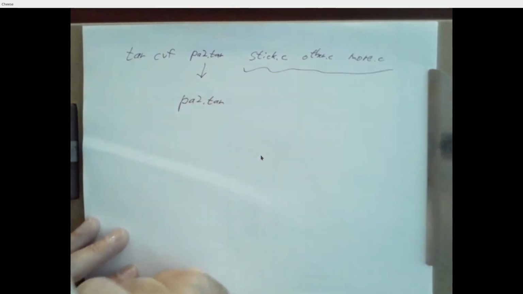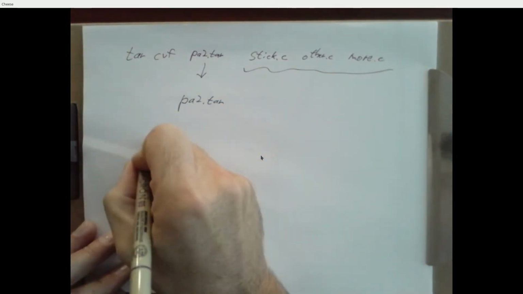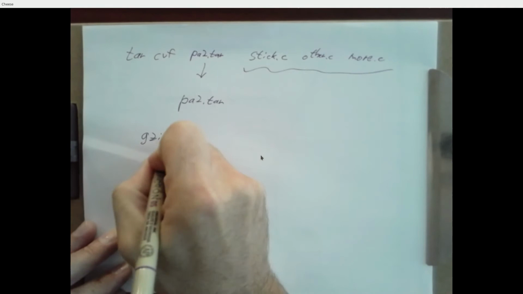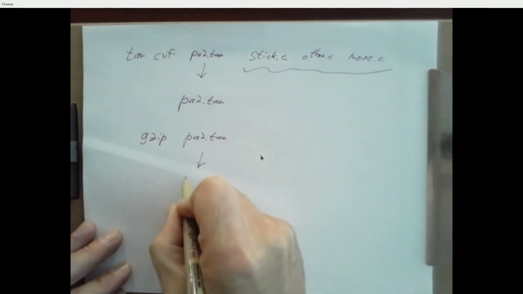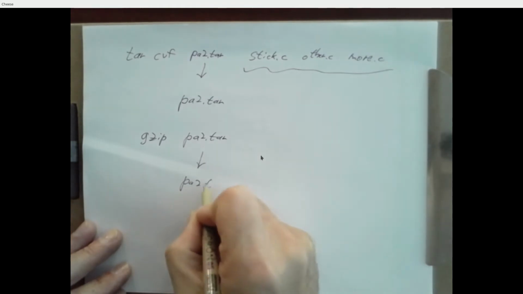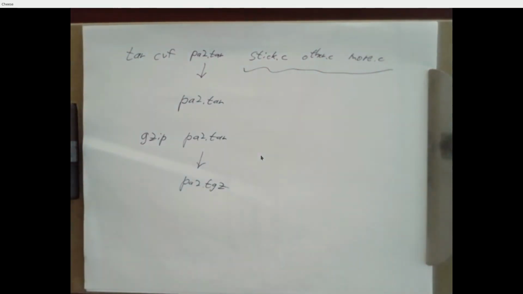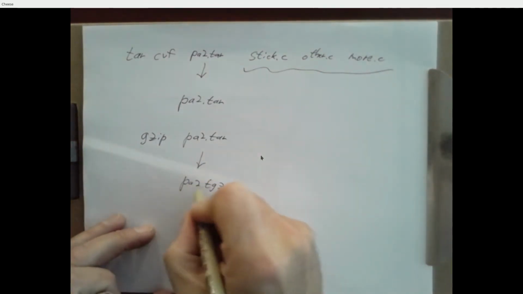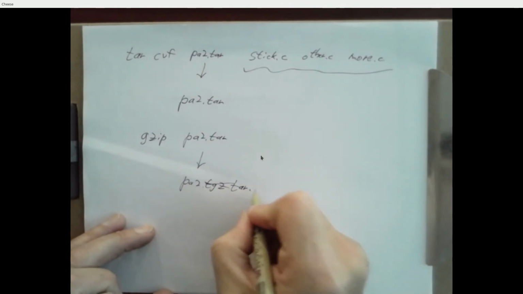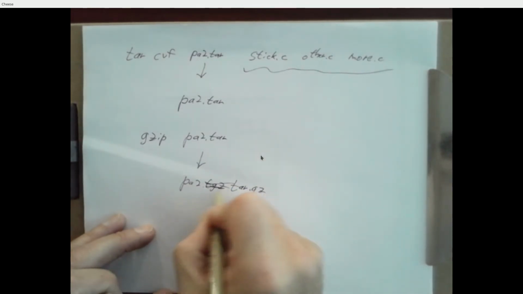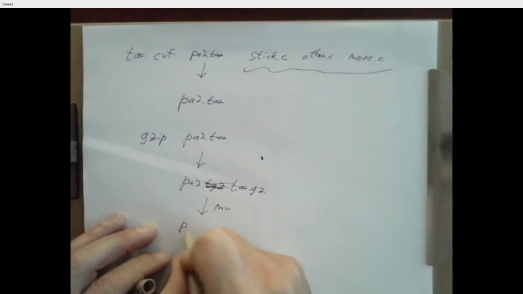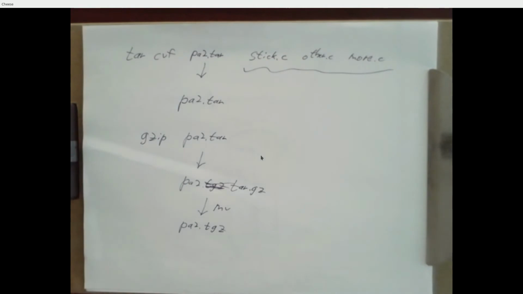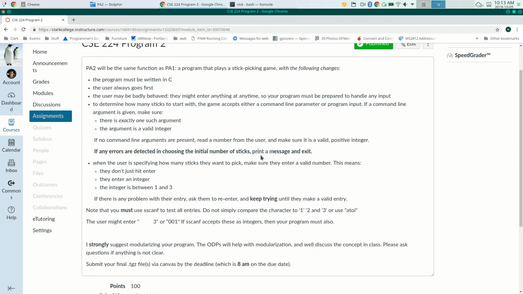pa2.tar. Okay, so the other thing you're going to do is use the gzip command. You just say gzip pa2.tar, and that gives you a pa2.tgz, or maybe it's a tar.gz. That's gzip. And then rename that to pa2.tgz. So let me show you what that looks like.